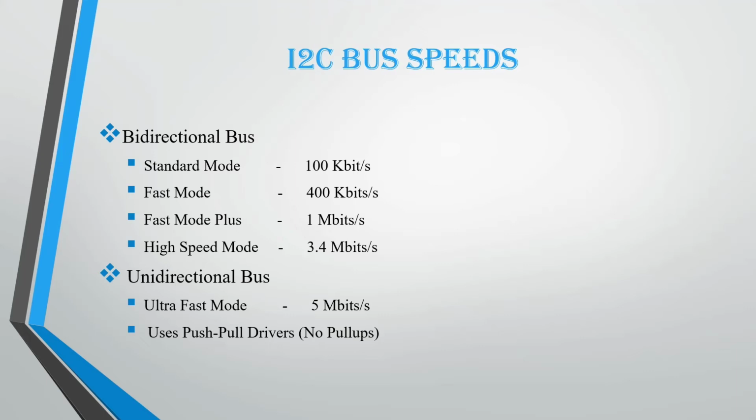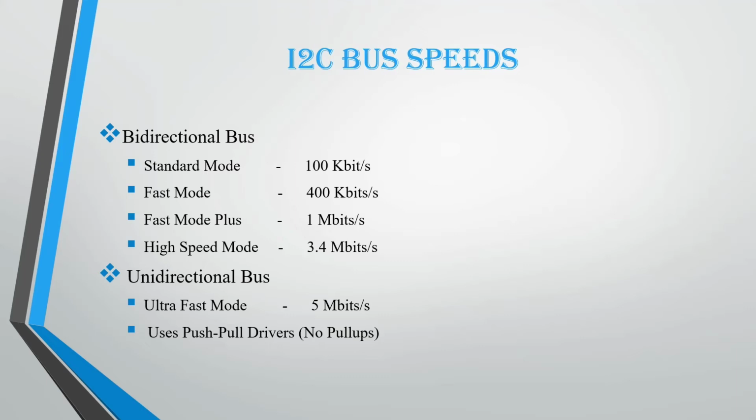Buses are available in two types, bidirectional and unidirectional. Bidirectional means it can transmit and receive signal at a time. Bidirectional buses are available in standard mode, fast mode, fast mode plus, and high speed mode. The speed of standard mode is 100 kb per second, fast mode is 400 kb per second, fast mode plus is 1 MB per second, and high speed mode is 3.4 MB per second.